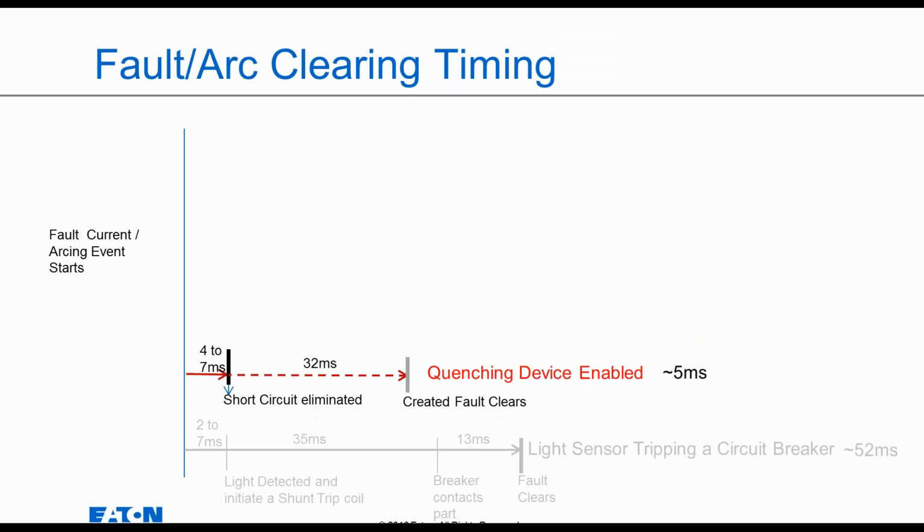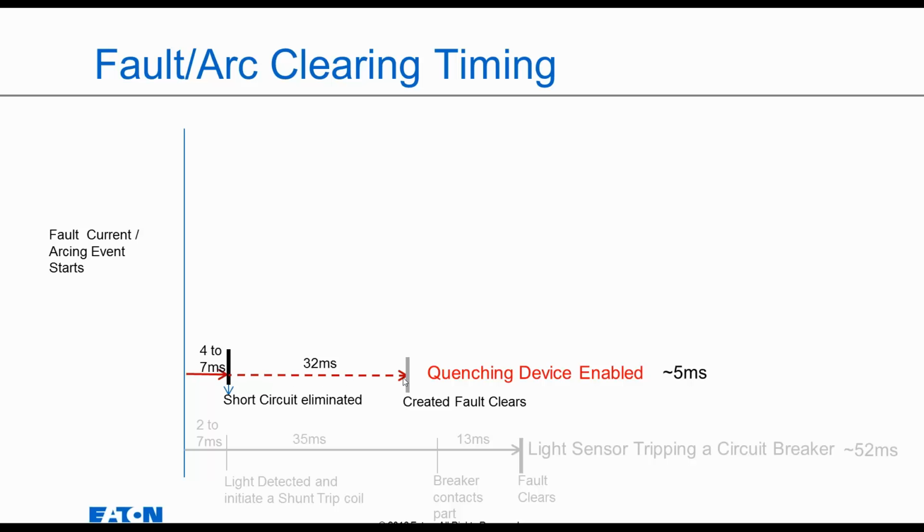So where's our quenching device land? Very fast. Typically 5 milliseconds after the fault occurs. Here's when the fault occurs. 5 milliseconds, could be 4 to 7 depending on the device. The short circuit is eliminated.